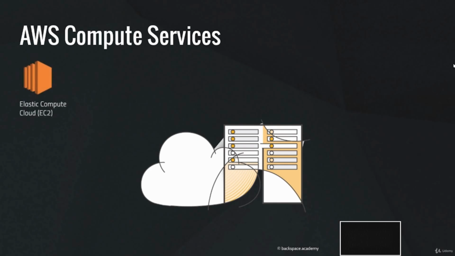Amazon Elastic Compute Cloud, or EC2 for short, provides virtual servers in the AWS cloud. You can launch one or thousands of instances simultaneously and only pay for what you use. There's a broad range of instance types with varying compute and memory capabilities, and those will be optimized for different use cases.